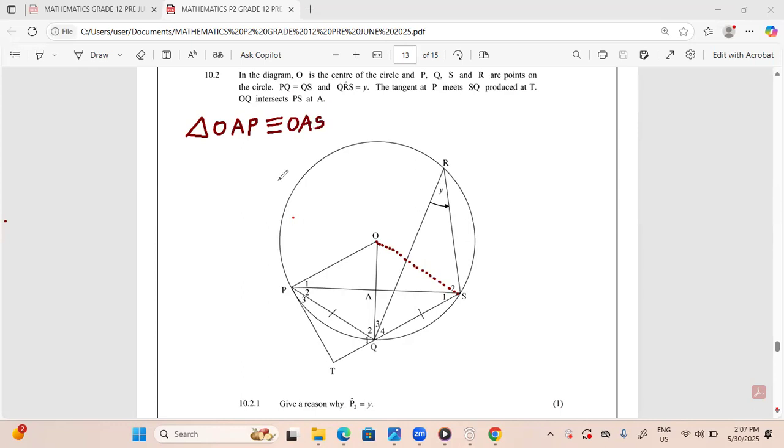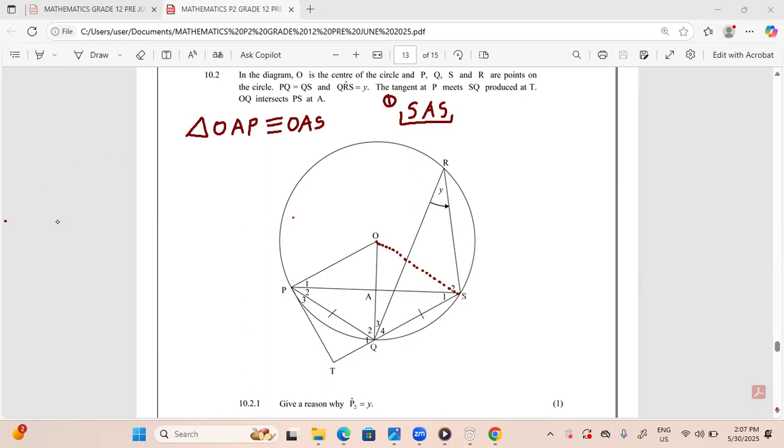Once we identify that the two triangles are congruent, we will have corresponding sides that are equal. And the condition that I'm going to use to prove that the triangle OAP is congruent to the triangle OAS is this one that says side, angle, side. This is a condition that you can use to prove that two triangles are congruent. It's not the only one.